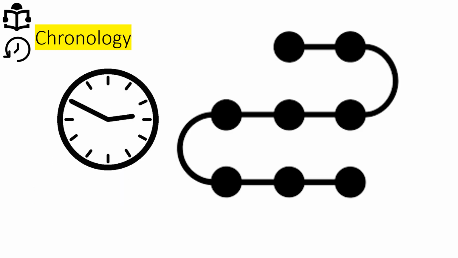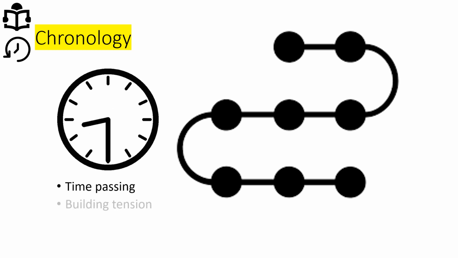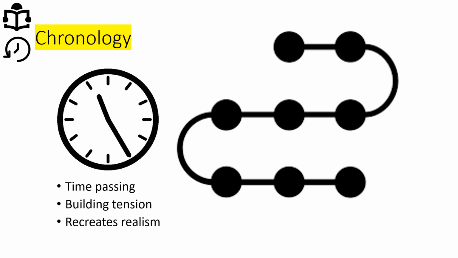So the main narrative is in chronological order, and this is from Utterson's perspective, as we've already thought. This gives a sense of time passing and builds tension, because we're still left with unanswered questions at the end. We find things out when Utterson finds things out. And this recreates realism for us, because it's almost reflecting how life is passing for Utterson as he's finding out these pieces of information. It also adds an air of authenticity.